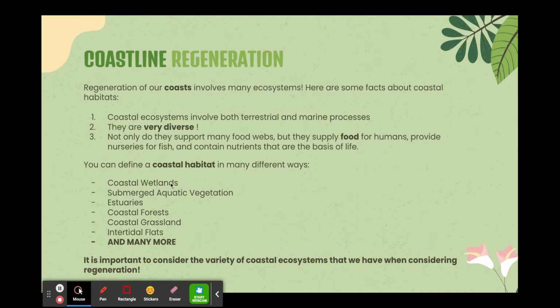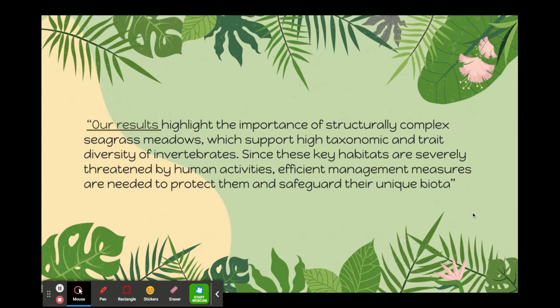So, coastal habitats can be coastal wetlands, submerged aquatic vegetation, so places that have lots of algae and kelp. It can be estuaries, coastal forests, coastal grasslands, intertidal flats, and many more, as you're going to discover today. So, lots of different habitats involved, and these habitats have different consequences for the ecosystems when they are degraded. So please consider the variety of coastal ecosystems that we have when you are considering regeneration. Think about what area you would like to focus on.